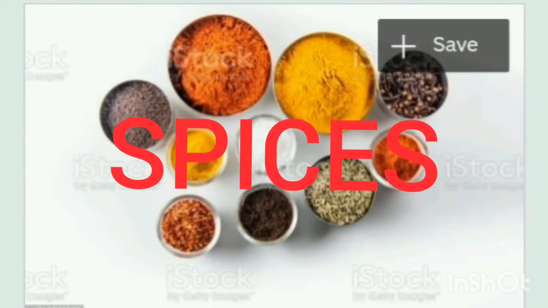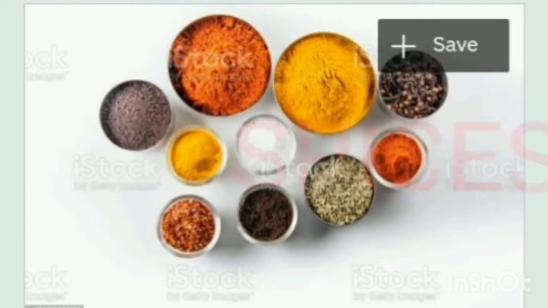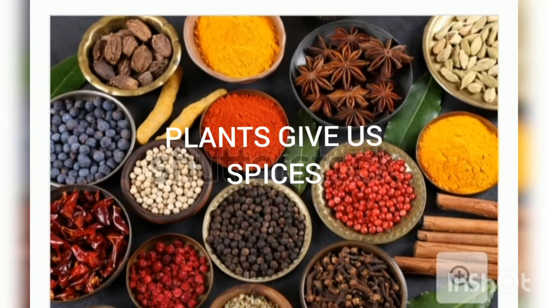Plants give us spices. The spelling for spices is S-P-I-C-E-S. Okay, what is meant by spices? Spices are what we use in cooking. We are eating the food, no? That food we want to taste and flavor, no? For that we are using spices.